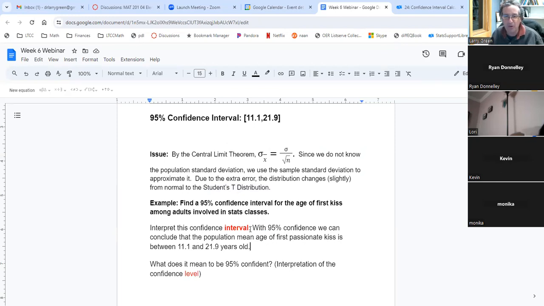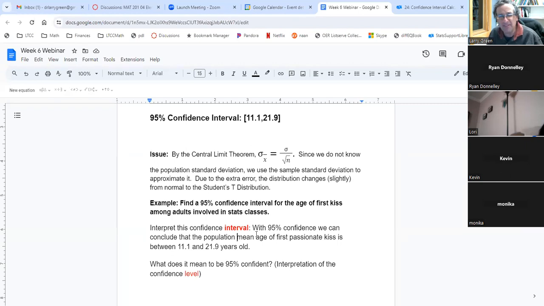But the word "with" will always be there. The word "confidence" will always be there. We can conclude that the population will always be there also. And if you're talking about the mean, it'll be population mean.